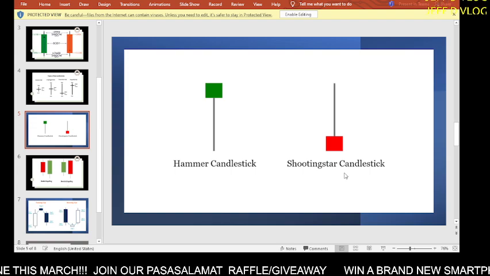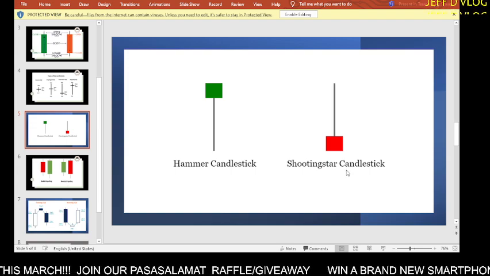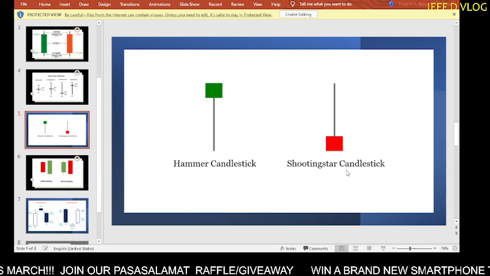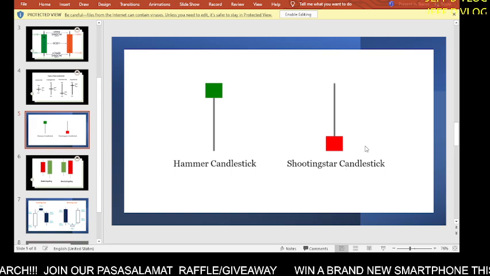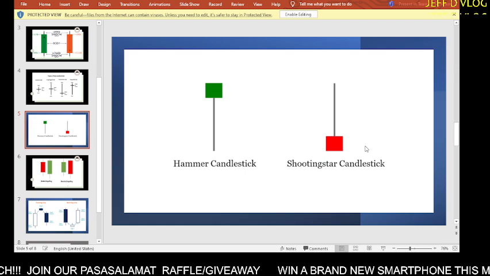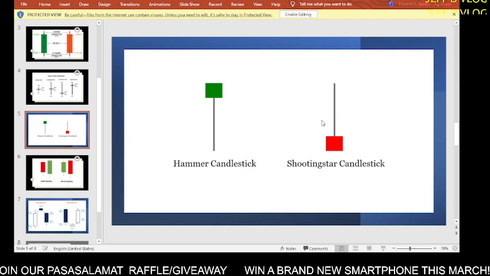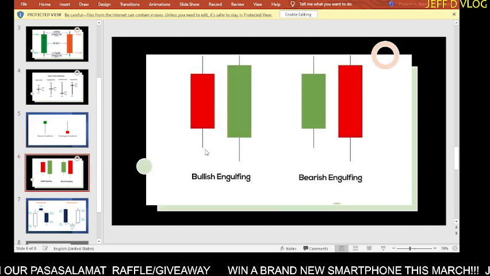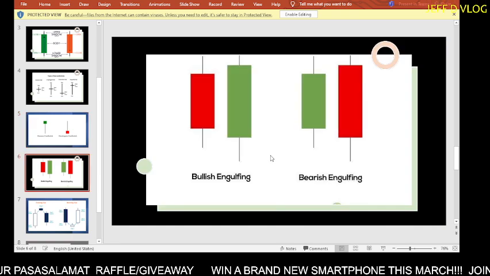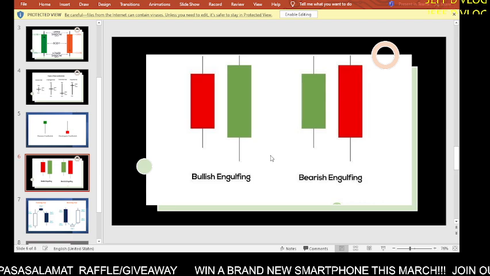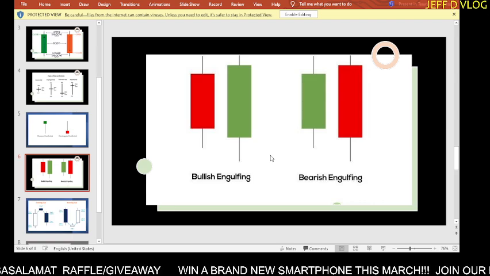So it's very simple to identify and to know what will be the next candle, whether it's hourly, every 4 hours, 12 hours, or per day. The next will be the bullish engulfing and bearish engulfing. This is also very common, because it's easy to spot.